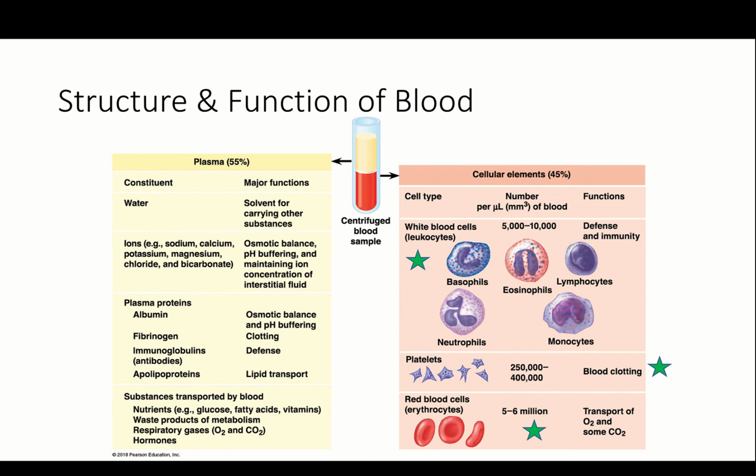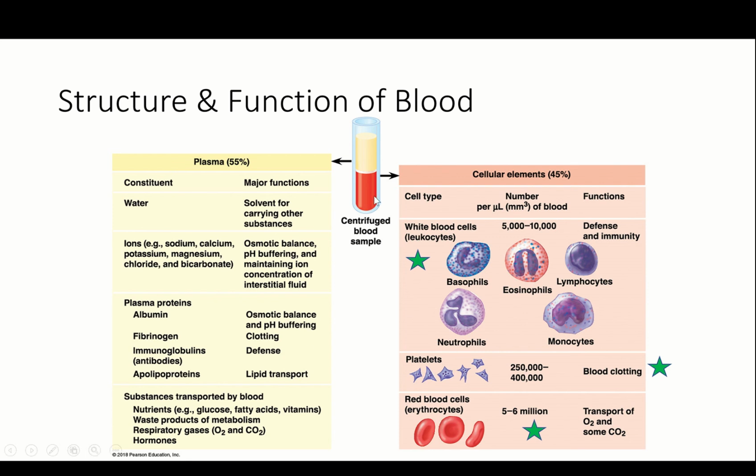So it's mostly water, but it's also going to have ions in it. It's going to have factors in your plasma that are important for things like clotting, so that you don't bleed out from a minor injury. It's also going to contain your antibodies, which are critical to your immune system. And then any substance that's transported through the blood, but not necessarily inside of a cell. So this would include things like waste products, gases, hormones, those sorts of things. Glucose is going to be in the plasma.